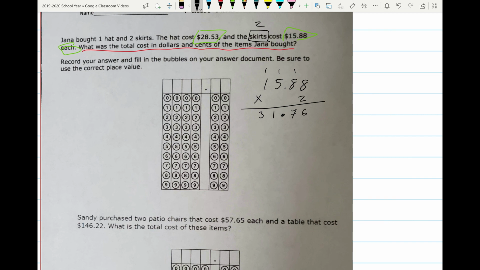Now I'm going to add my hat, which is 28.53. 6 plus 3 is 9. 7 plus 5 is 12. Don't forget my decimal. 8 plus 1 is 9, plus 1 is 10. 3 plus 2 is 5, plus 1 is 6. So it's 60 and 29. Don't forget the bubble.